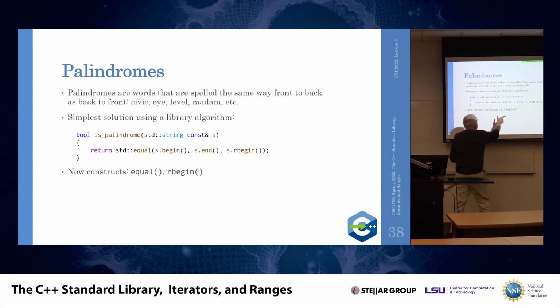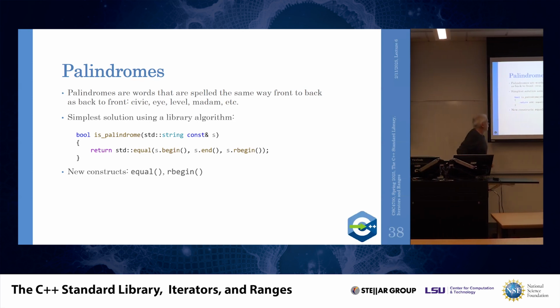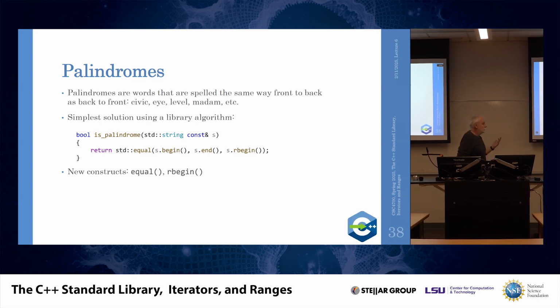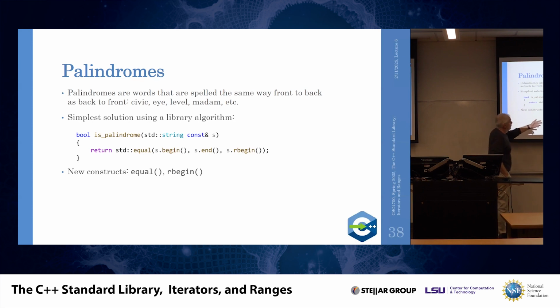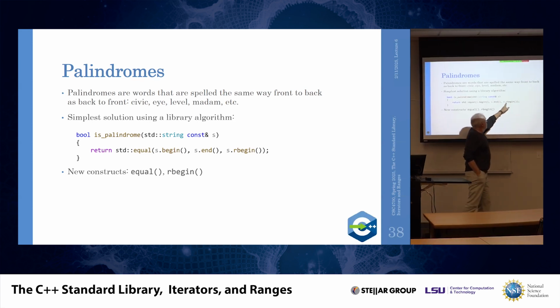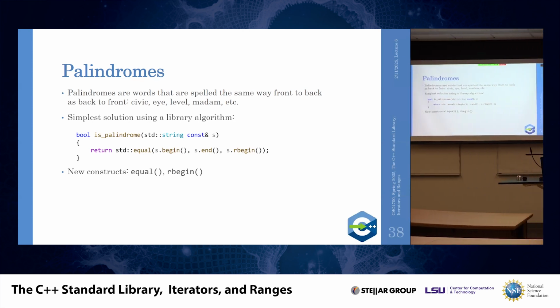One sequence specified by the pair of iterators that are first, and a sequence that starts at the third argument. Please note we have two new constructs. One is equal, which is the algorithm, just comparing two sequences. But that thing, rbegin, is noteworthy. It's not a typo. It's just really rbegin.